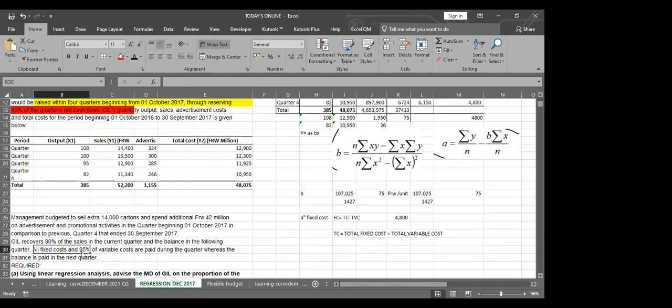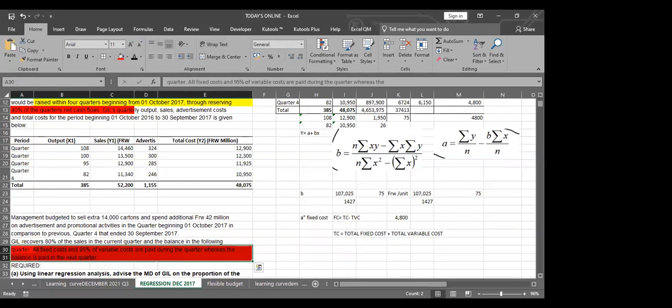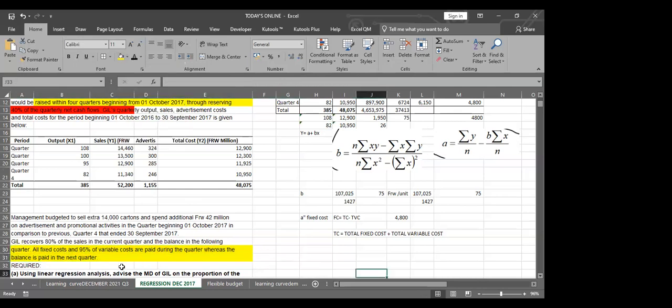If you are asking why I was doing that, it's because I read this and noticed I need to find what is fixed, because it was not given. So after reading that, I noticed I need to find the fixed cost and variable cost. These are paid during the quarter, whereas the balance is paid in the next quarter. So I feel like the color yellow is making sense to me. Red is confusing me a bit. Maybe I'm colorblind, I don't know.